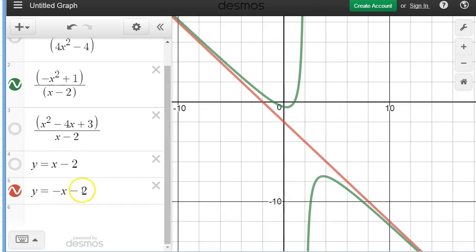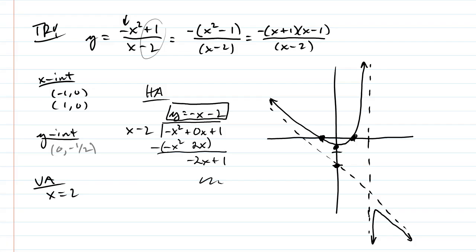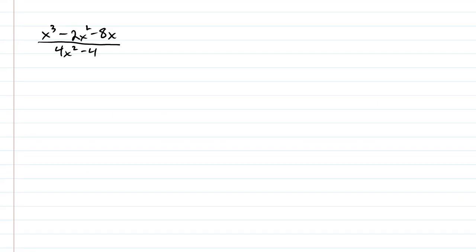Here we go. Negative x minus 2 is that asymptote, and it is as we thought. Alright, so there's one last one that's going to be a little more tricky. This one's more tricky because, first of all, there's a GCF on top and on bottom, so I'm going to factor that out first.